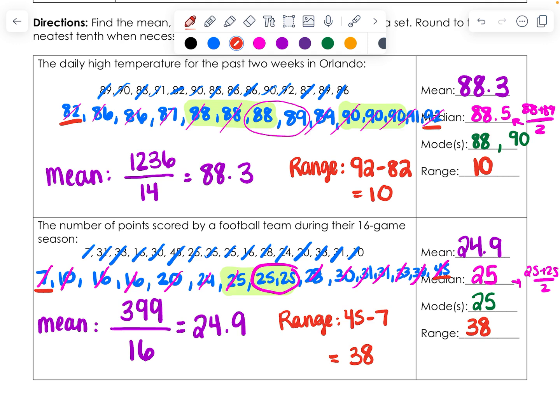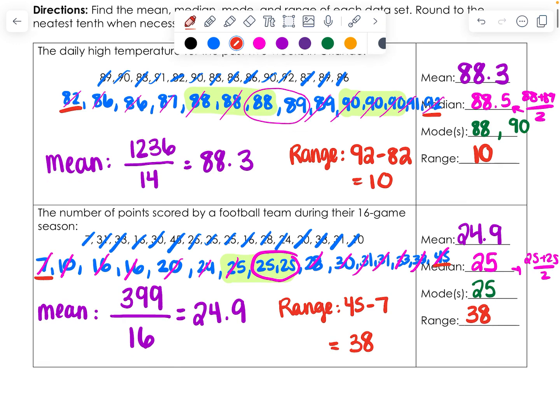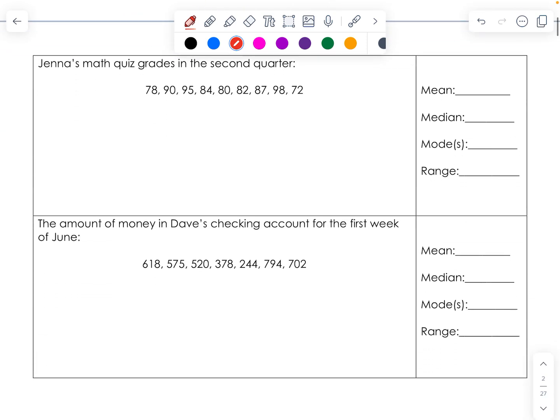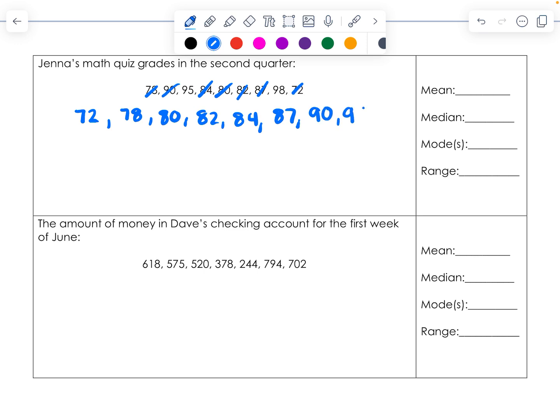And when you're ready, you can flip to the back. All right, on the back this time we have less numbers, which is nice. Again, we're going to list these from smallest to largest. So my smallest number appears to be 72. My next smallest is 78. Then 80, 82, 84, 87, 90, 95, and 98.